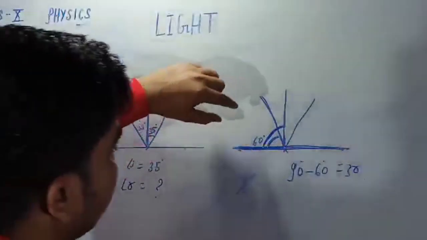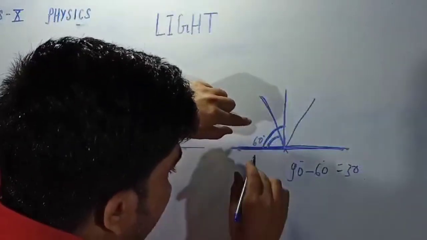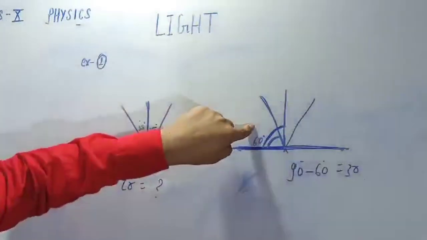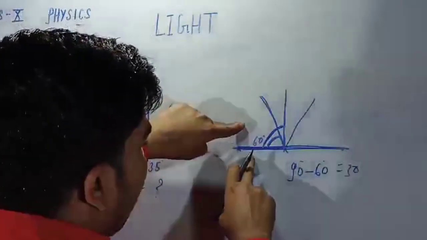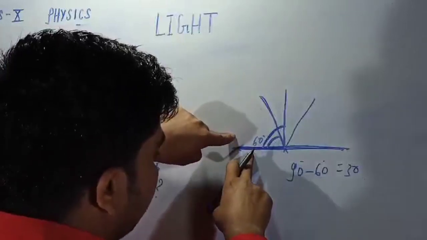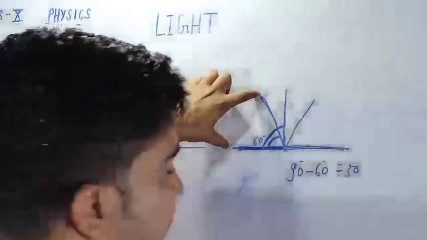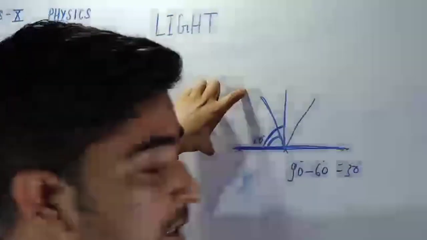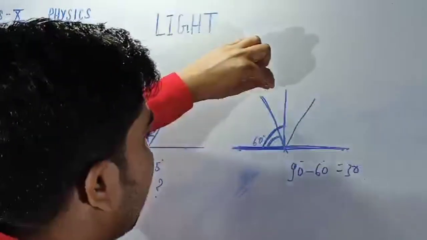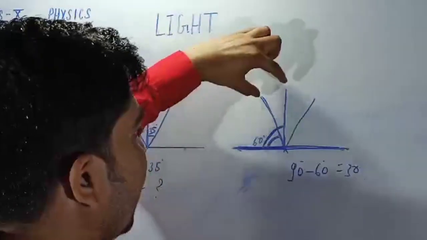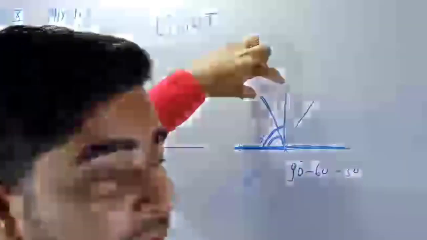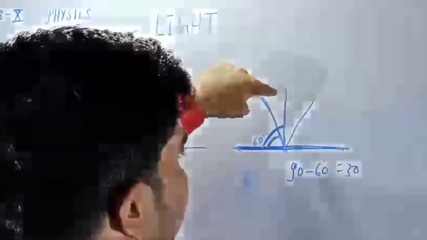So how did we calculate it? This is 60 degrees, and this is not the angle of incidence. Don't be confused. This is the angle formed between the mirror or the surface and the incident ray. That is why this is not the angle of incidence. The angle of incidence is the angle between the incident ray of light and the normal. So first of all we have to calculate the angle of incidence.